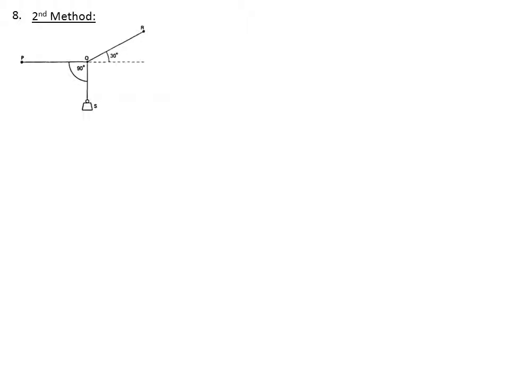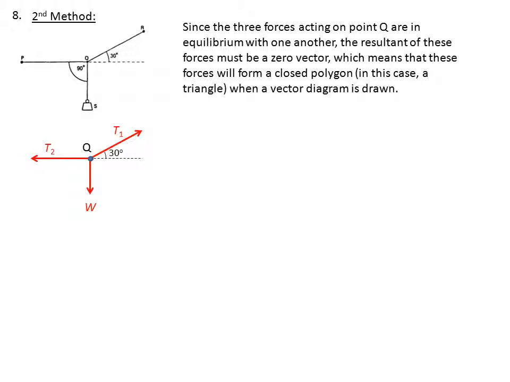Okay, now we go on to the second method. As I mentioned just now, the second method is shorter but cannot be applied in general to more complicated problems. So we start again. The forces acting on Q are T1, T2, and W. Since these three forces acting on a point Q are in equilibrium with one another, the resultant of these forces must be a zero vector, which means that these forces will form a closed polygon, in this case a triangle, when a vector diagram is drawn, which is shown here.